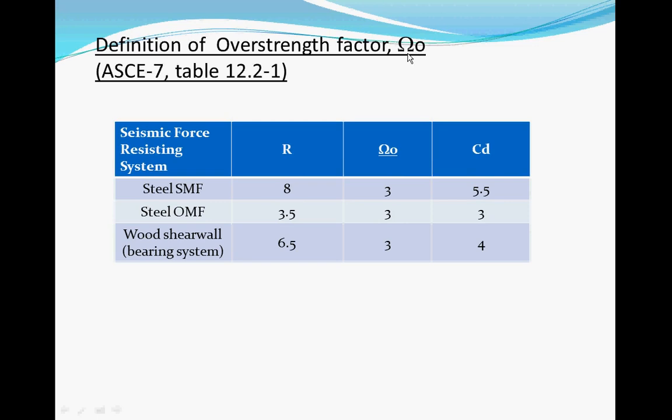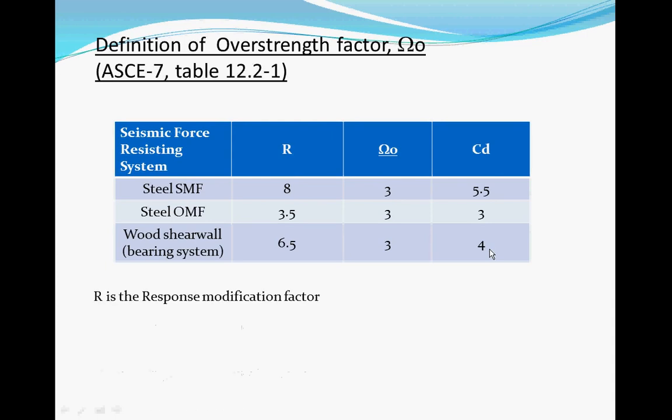Omega naught, where we mentioned that before: R, omega naught, C sub D. These always go hand in hand, like it has to be a whole system when you look across. You cannot choose R of 8 and choose C sub D of 3. You have to go this way when you're doing the calculation. Okay, plywood shear wall is this one.